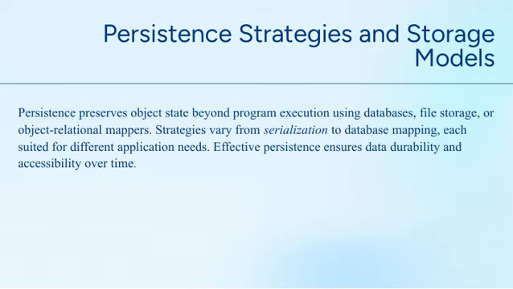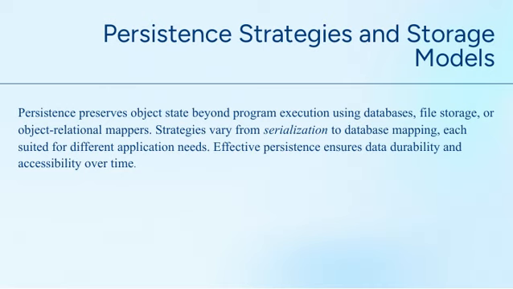Let's dive into persistence strategies and storage models. Essentially, persistence is about saving the state of objects so that they can survive beyond the lifetime of a program's execution. This is crucial because we often need to store data in a way that it can be retrieved later, even after the application has closed. Now, to achieve this, we typically use databases, file storage, or object relational mappers. Each of these methods has its own advantages and best use cases.